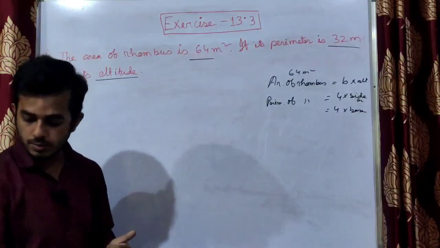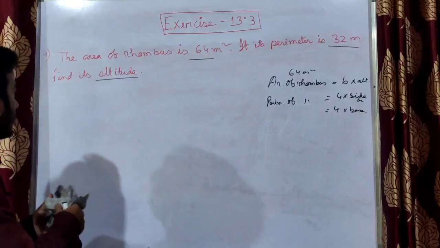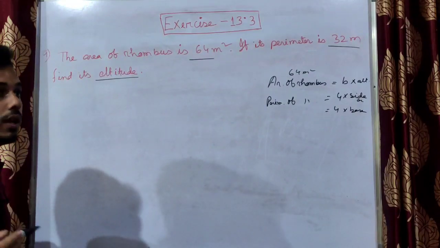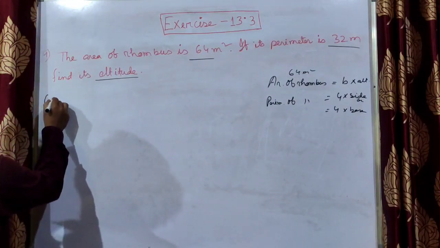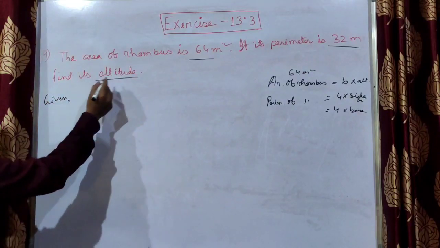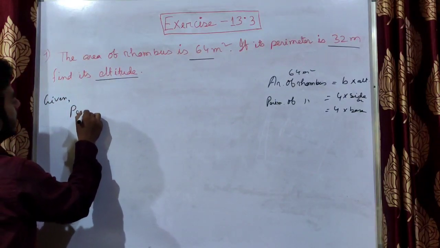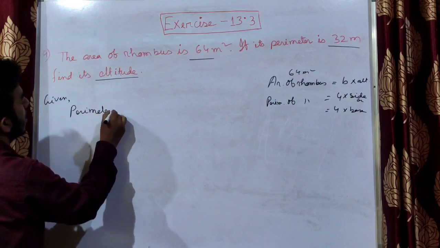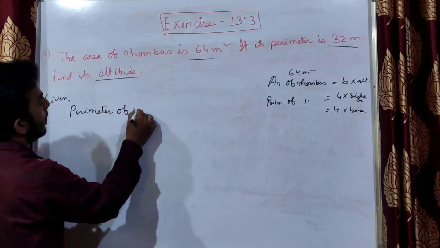So let us start. First of all, what we will write? We will write given perimeter of rhombus.